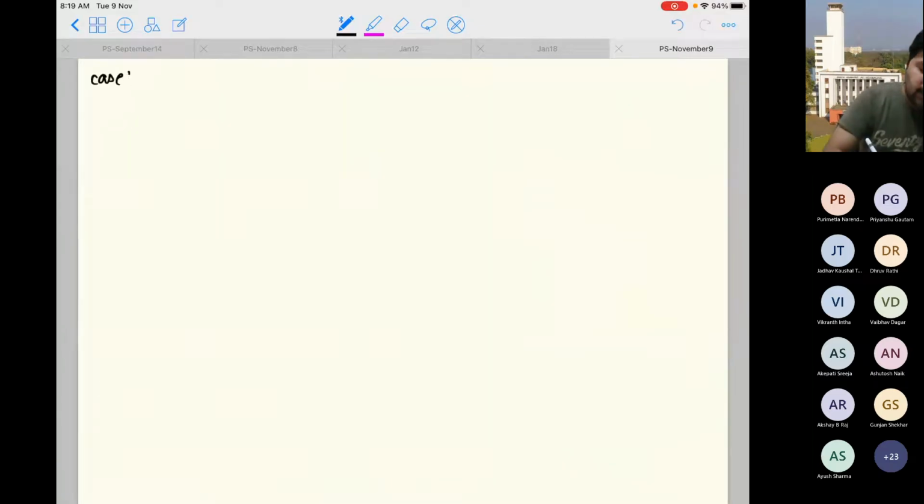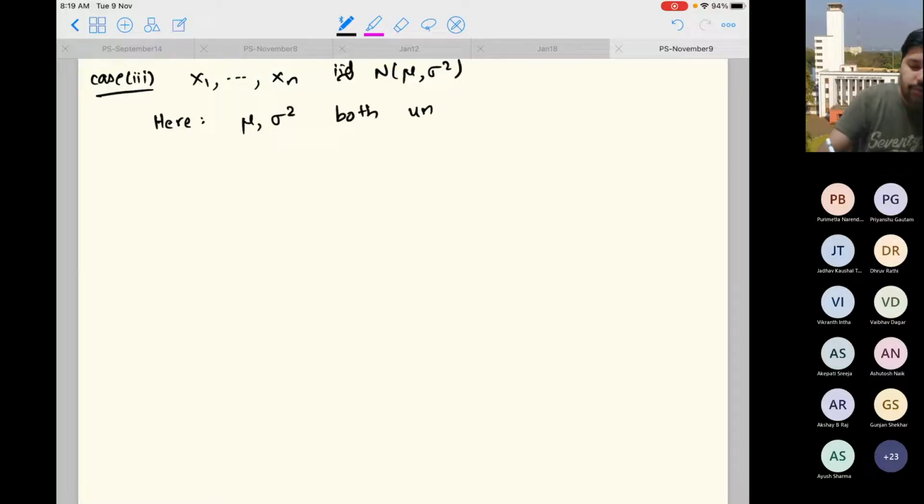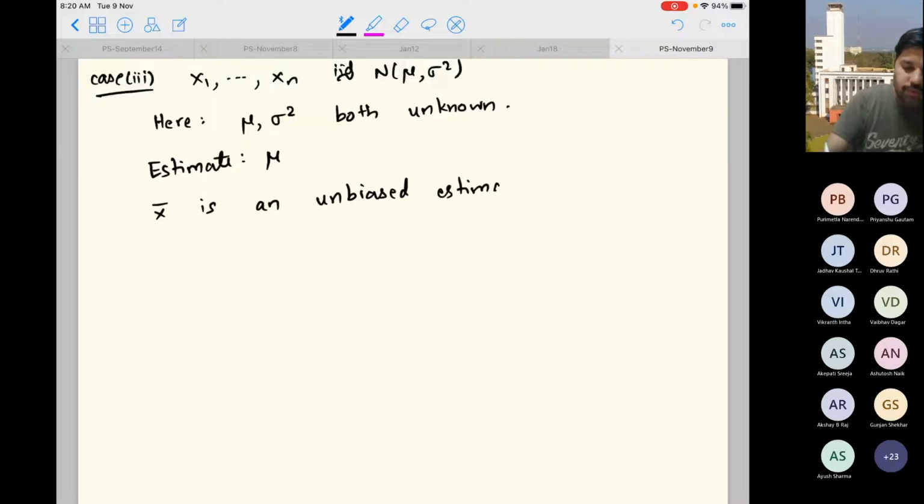Okay, so case 3. What is case 3? Case 3 is that you have x1 up to xn, a random sample from normal mu sigma square. Now here mu and sigma square both are unknown. Okay. And what do we want to do? We want to estimate mu. So x bar is an unbiased estimator of mu. Okay, this is fine. x bar is still an unbiased estimator of mu.